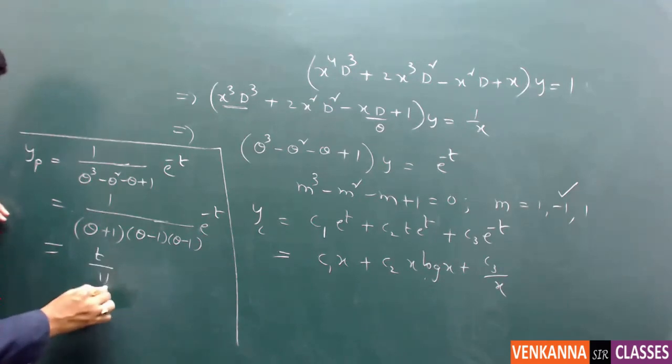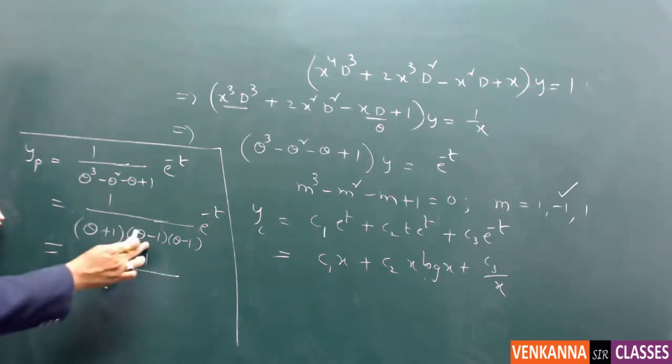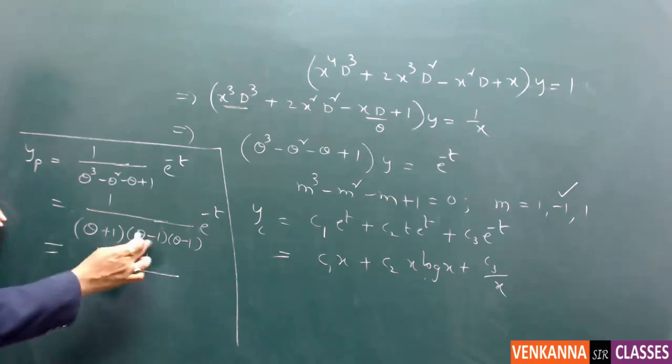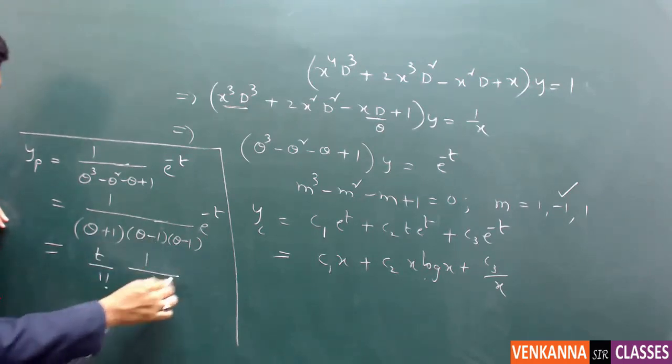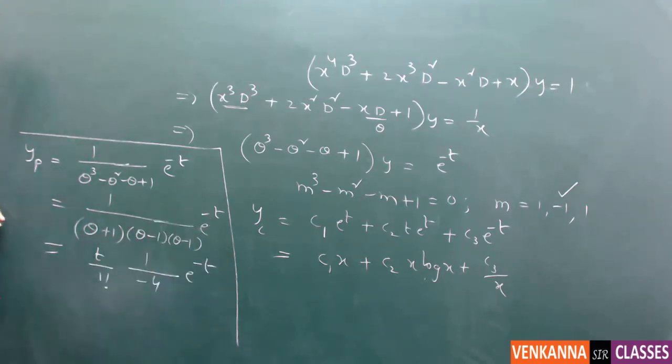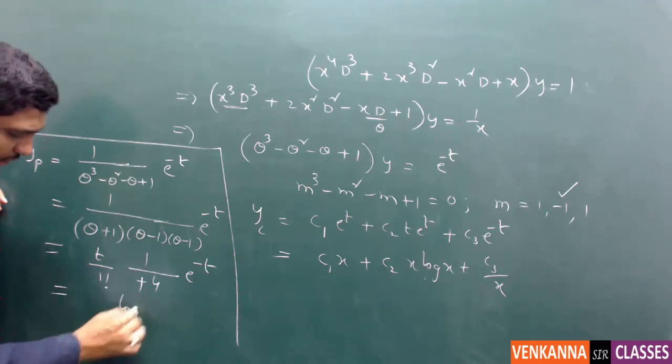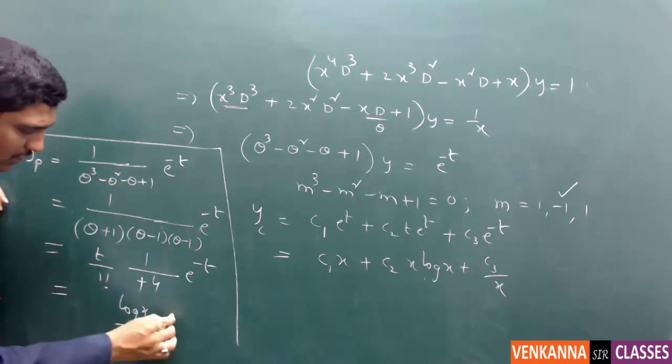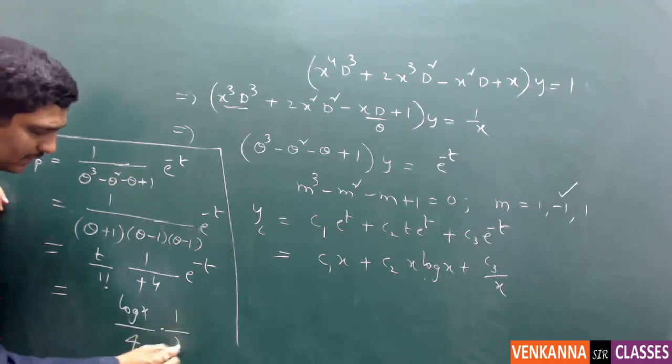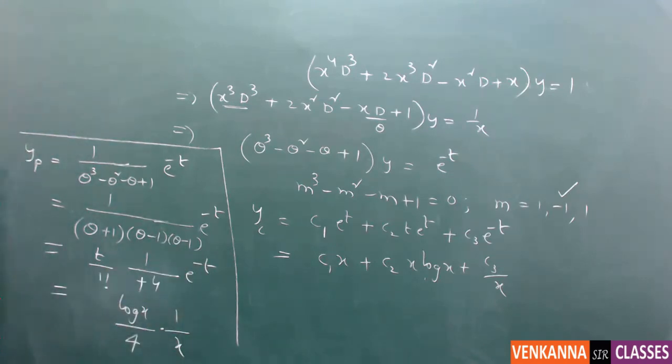So t by 1 factorial, 1 by, if you substitute minus 1 here, accepted, it will become plus 4, right? So equals to t means log x by 4 into e power minus t means 1 by x. There you are going to write the final answer y is equal to yc plus yp.